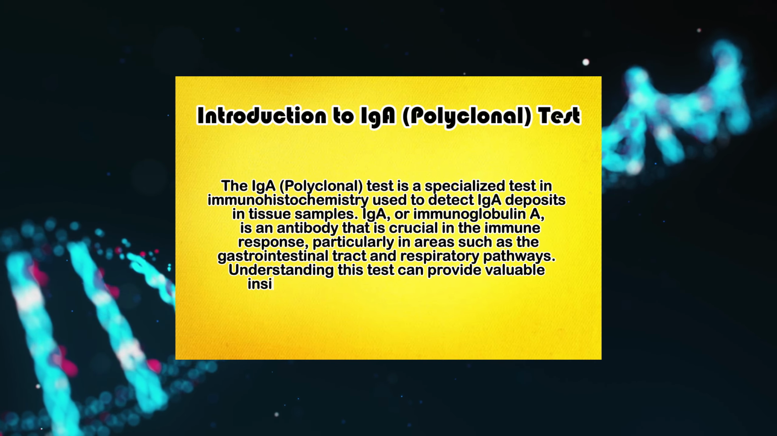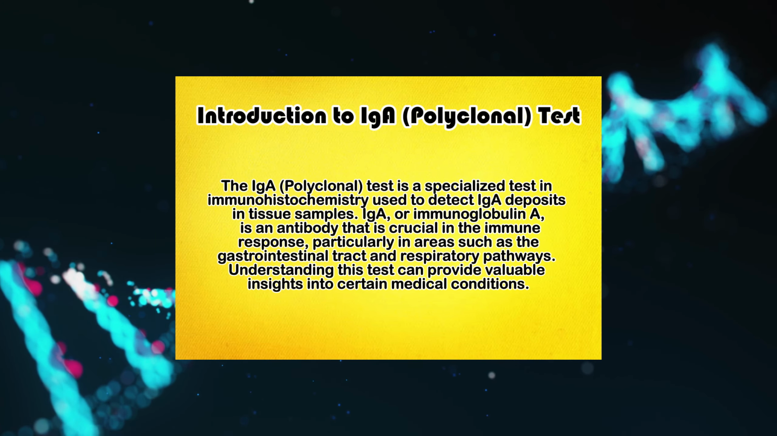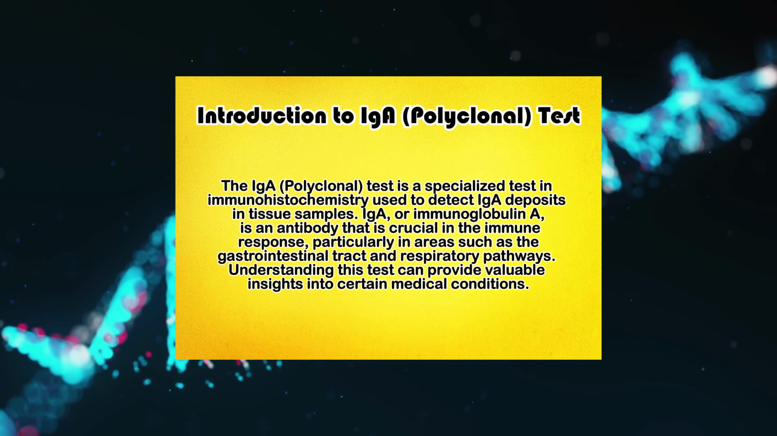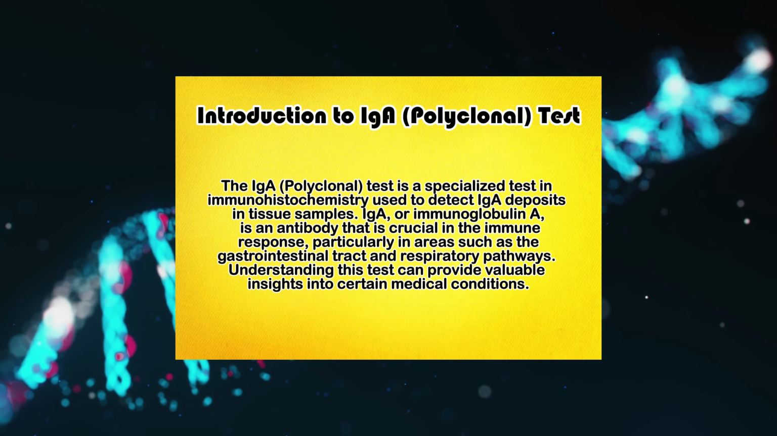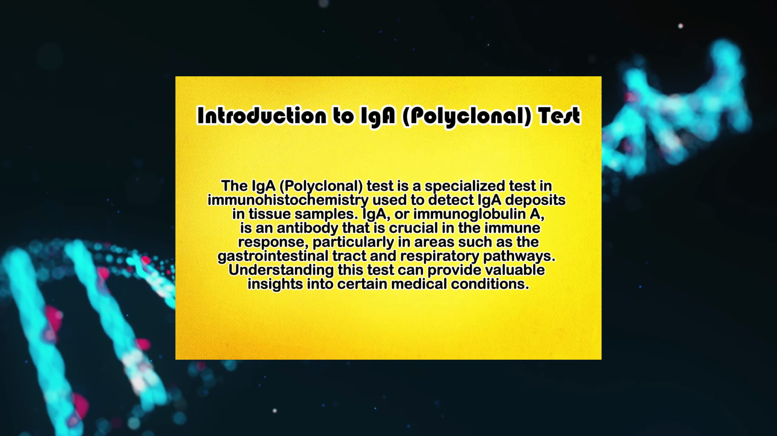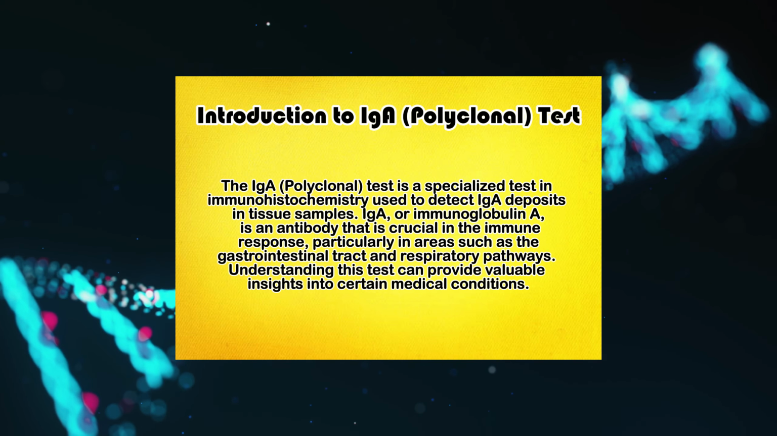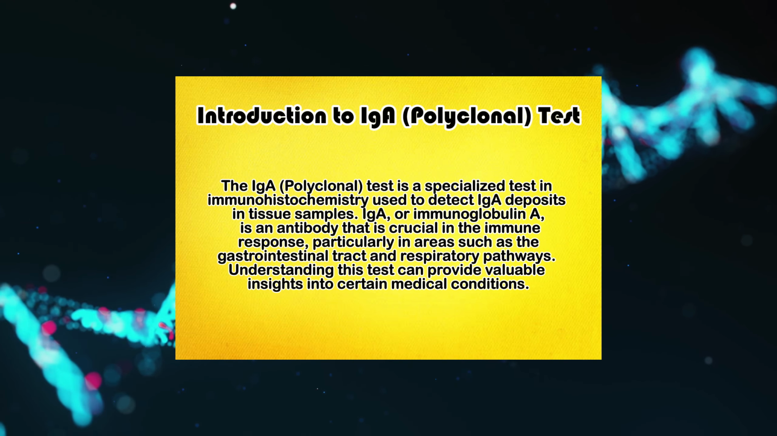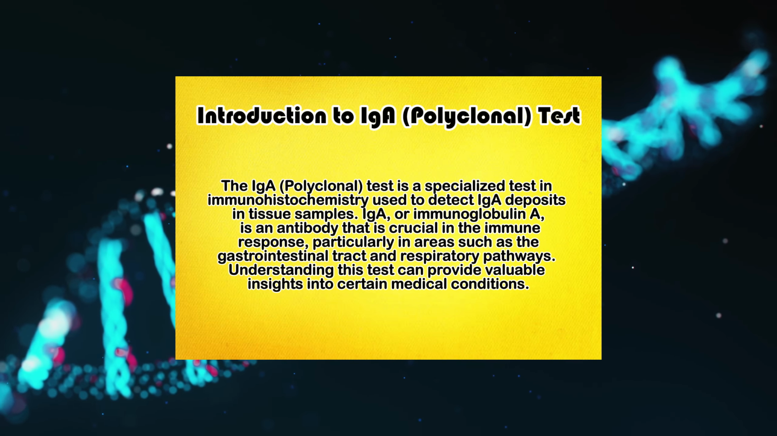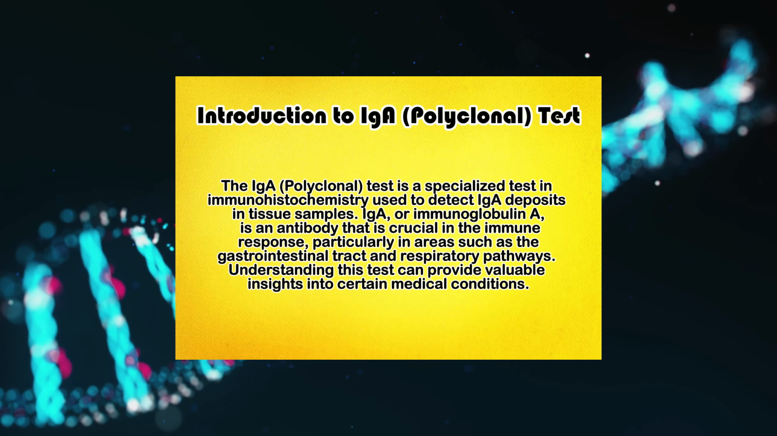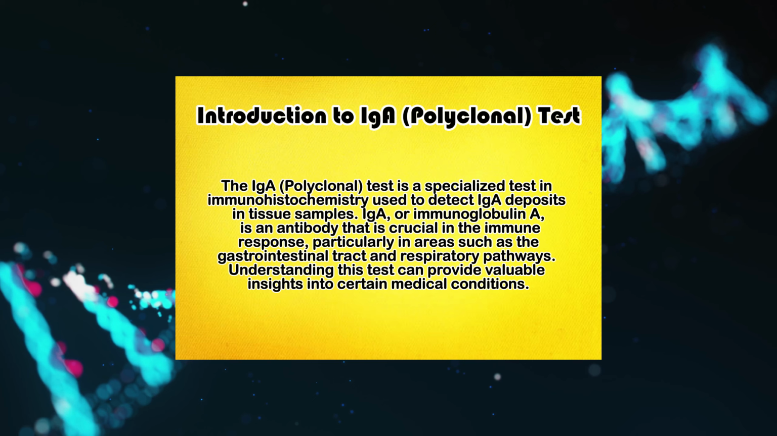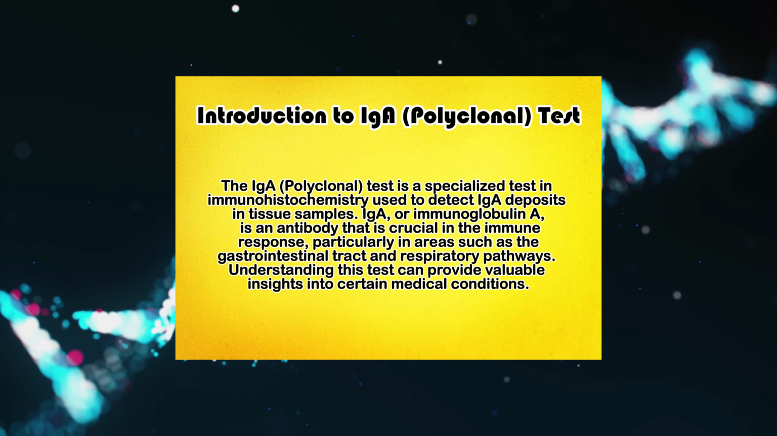Introduction to IgA polyclonal test. The IgA polyclonal test is a specialized test in immunohistochemistry used to detect IgA deposits in tissue samples. IgA, or immunoglobulin A, is an antibody that is crucial in the immune response, particularly in areas such as the gastrointestinal tract and respiratory pathways. Understanding this test can provide valuable insights into certain medical conditions.